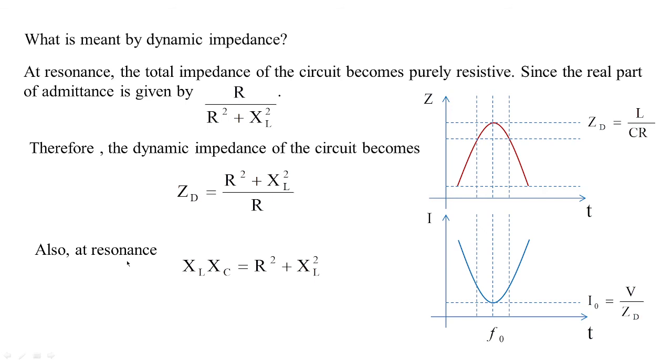So at resonance, we know that XL XC is equal to R square plus XL square. Just substitute the value of XL and XC, then we are going to obtain the value of the dynamic impedance, which is equal to L by CR. So this graph also you can plot with the basic equation. This is how we have to understand the combination of parallel passive elements under resonance.